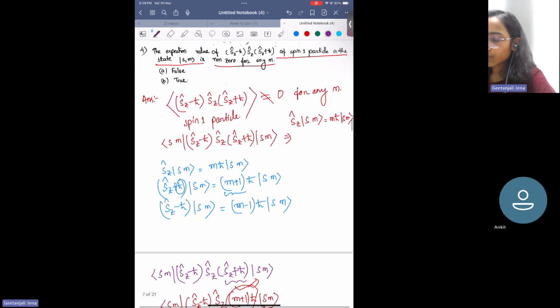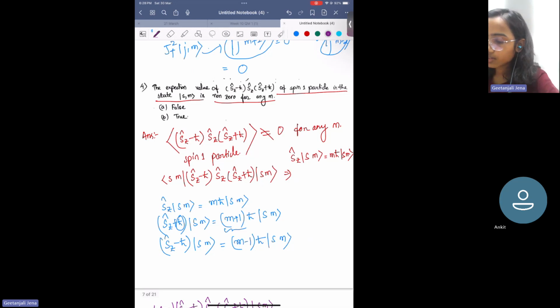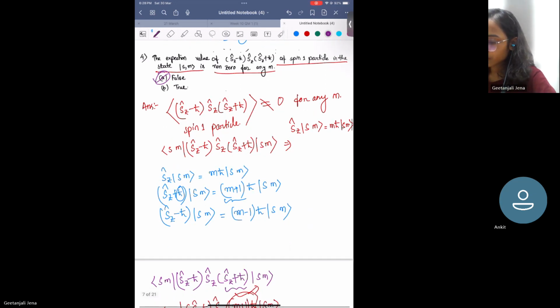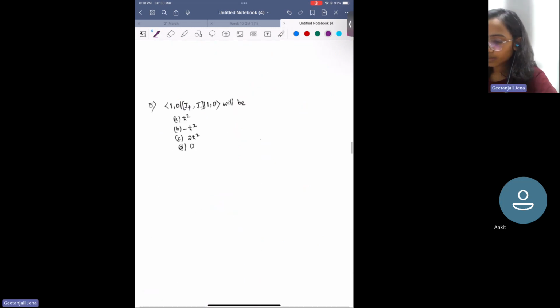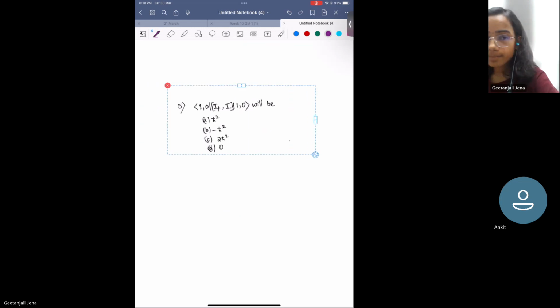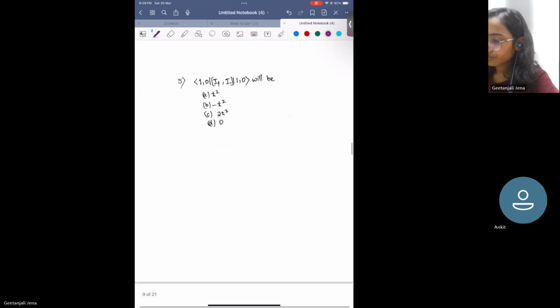So that means this statement is not true. It's false. So the answer will be A, false. So now let us move to the next question. The next question is also based on the expectation value as well as the commutation relation.